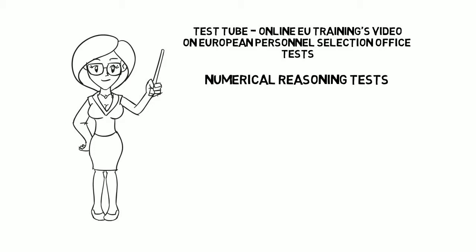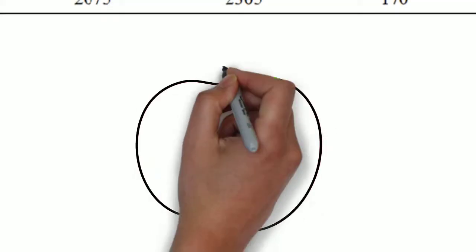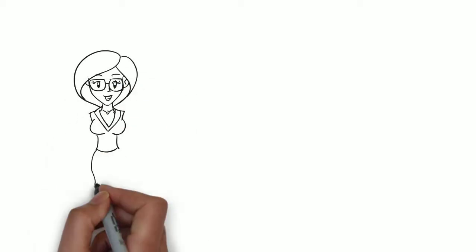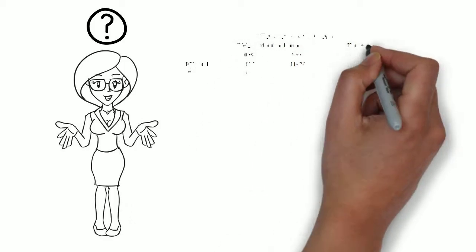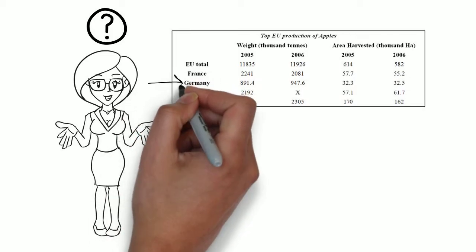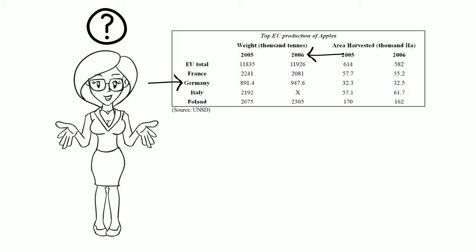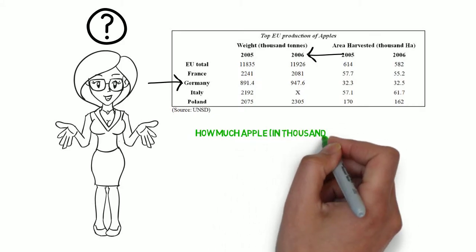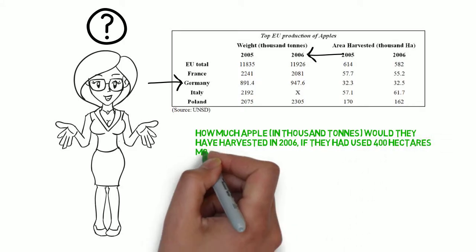In this installation, we will talk about numerical reasoning tests and the role of decimal places in the context of apples. Here is the question posed by the test. Based on the data in the table, Germany harvested 56,200 more tons of apples in 2006 than in 2005, on a slightly larger land area. How much apple, in 1,000 tons, would they have harvested in 2006 if they had used 400 hectares more land than they did in 2005?